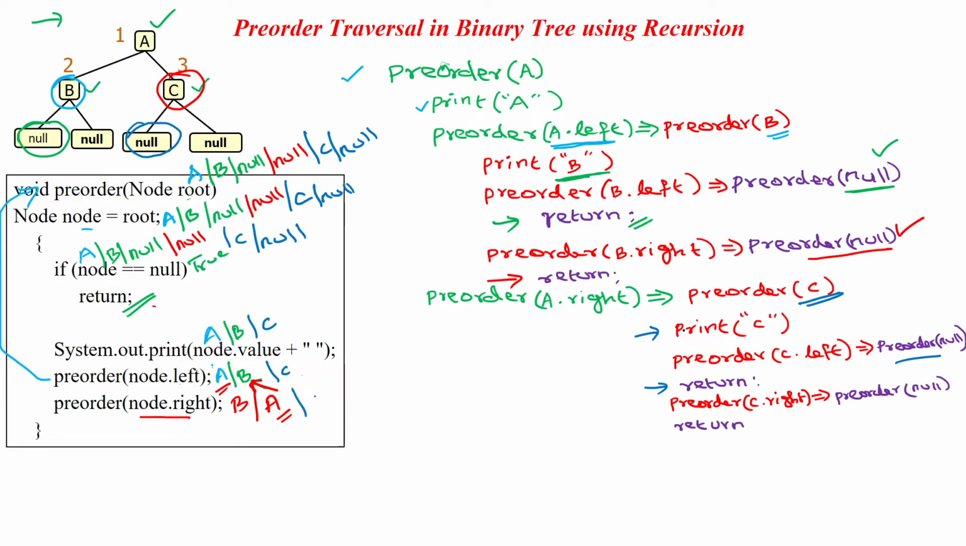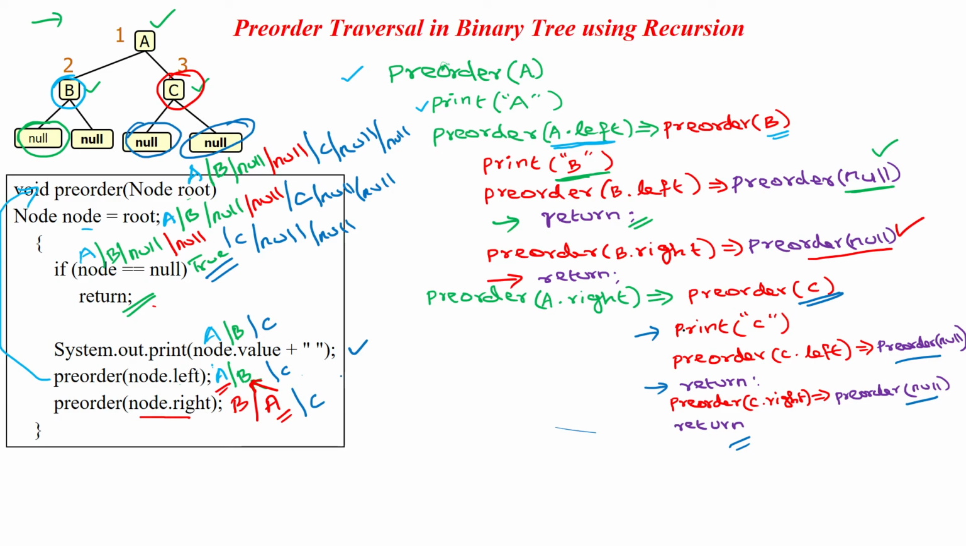For C we have to call C dot right, node dot right, which is again null. So null is passed here and assigned to the root, so the node now has null. Null equal to null is true. Then it returns nothing.